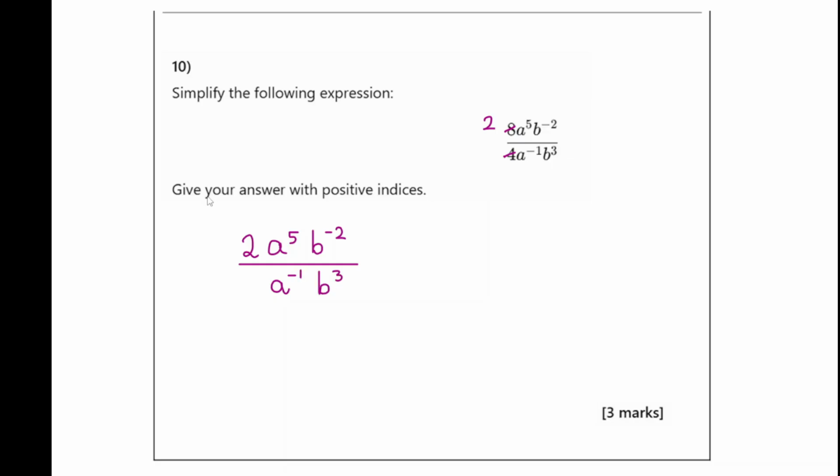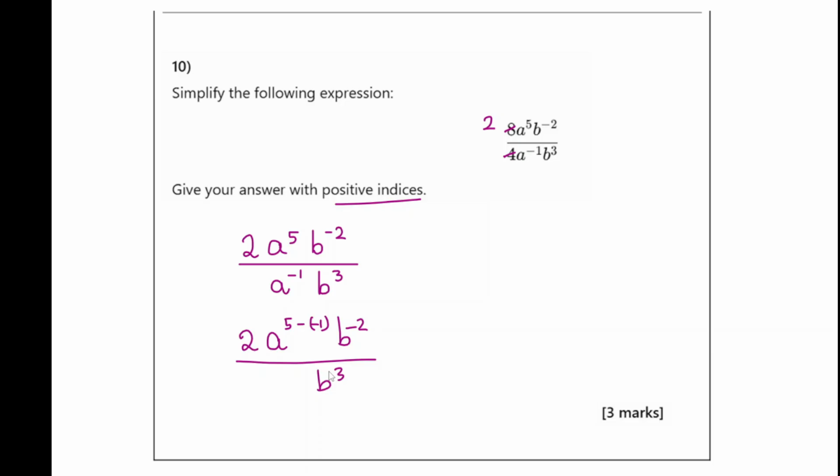Now, the question particularly says to get the answer with positive indices. So, let's simplify the a's. When I divide, you need to take away the powers. So, let's do this one. 2 a to the power of 5, take away negative 1. b to the power of negative 2 over b cubed. Guys, we can do this in one step if some of you know how to do it straight away, but I'm just breaking it down in the simplest possible way.